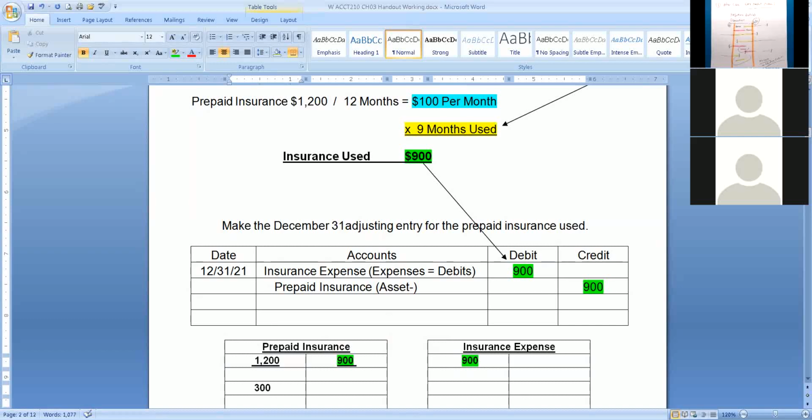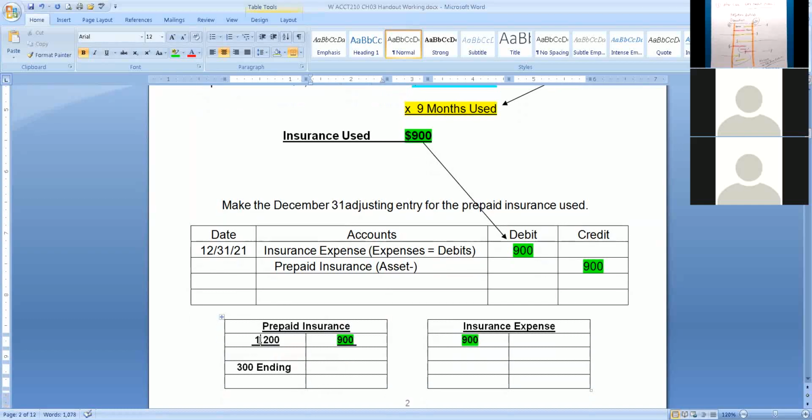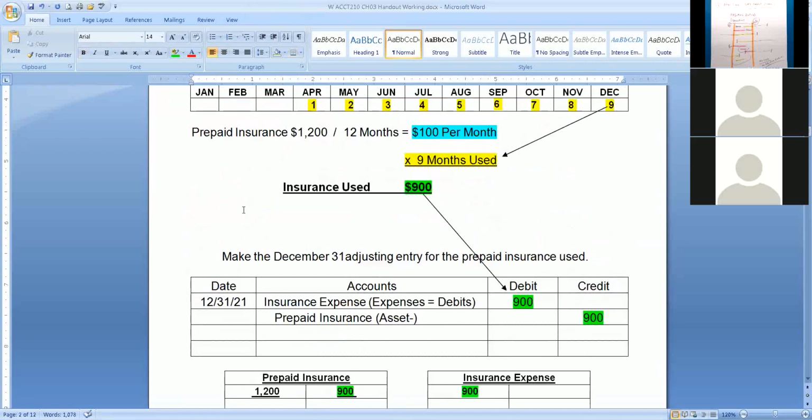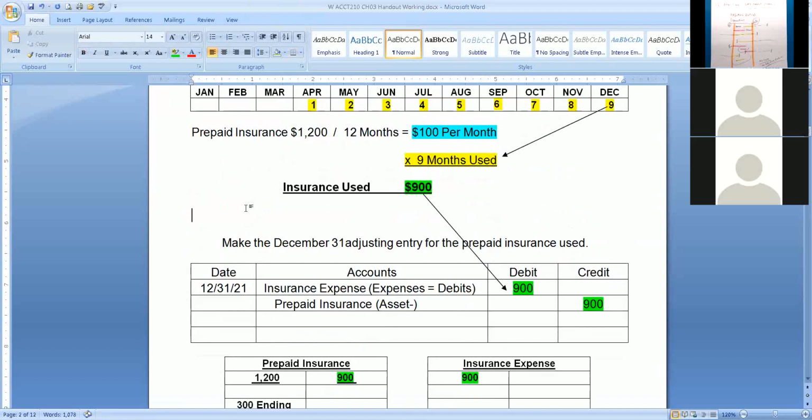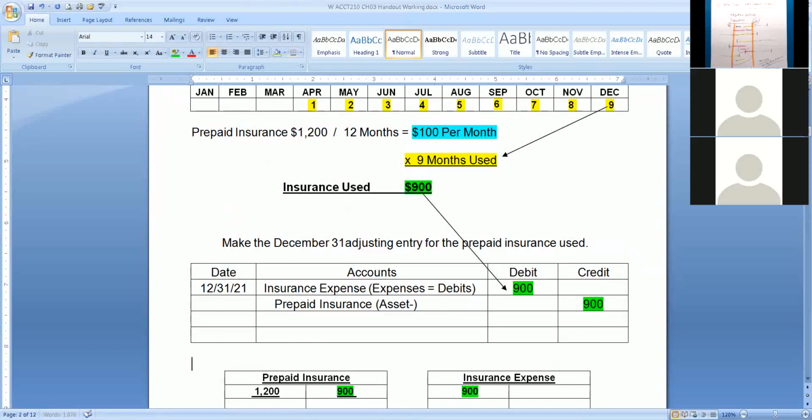Now you don't make a journal entry for that. Sometimes I say, well, do we have to put that on the books? No, no, no. It's just whatever's left over. So the 1,200 was in there. You took out 900, so automatically there's going to be 300 left in there. It's the ending, or what was not used of the insurance.